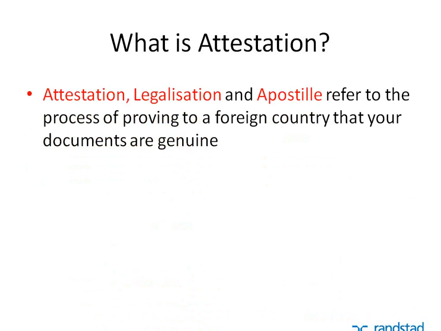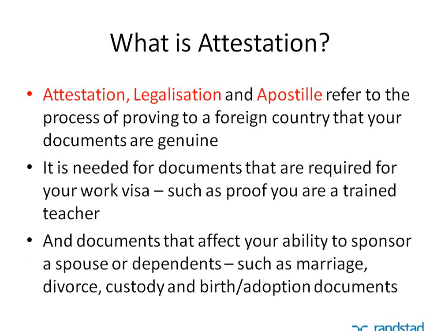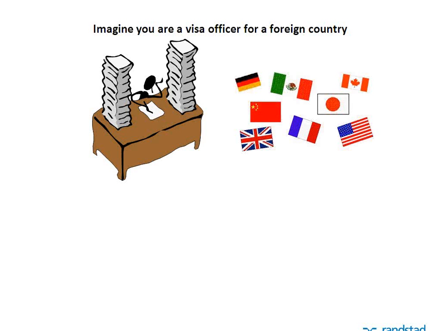Now let's start with what is attestation. The terms attestation, legalization, and apostille all refer to the process of proving to a foreign country that your documents are genuine. It's needed for documents that are required for your work visa in many countries. So proof that you have a degree and proof that you're a trained teacher are two examples. They also affect documents that would enable you to sponsor a spouse or dependent. So things like a marriage certificate, a divorce certificate, custody, birth, or adoption documents.